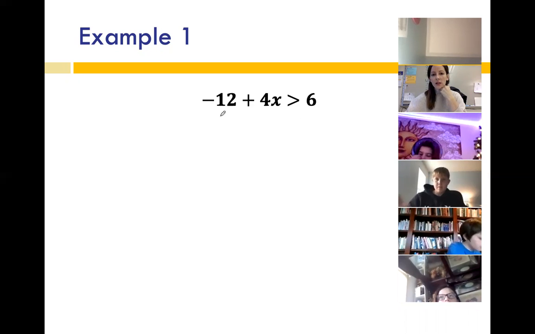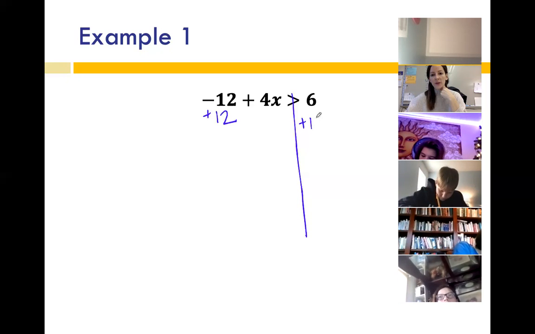So first thing you're going to do is add 12 to both sides. So plus 12 on both sides. The negative 12 and the plus 12 will be 0. Bring down the 4x. 6 plus 12 is 18.